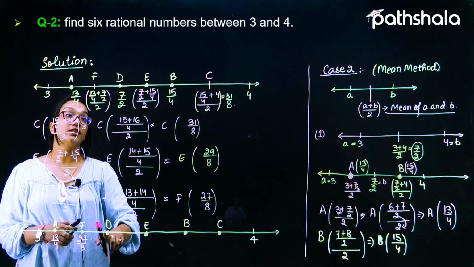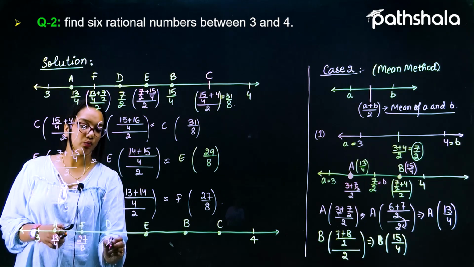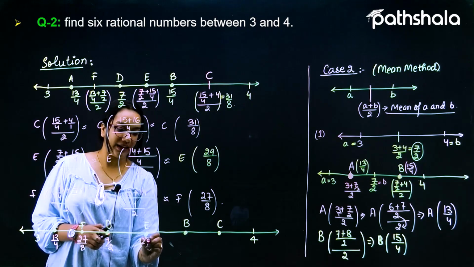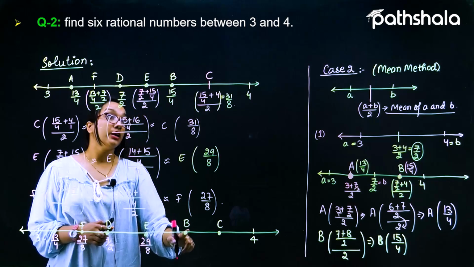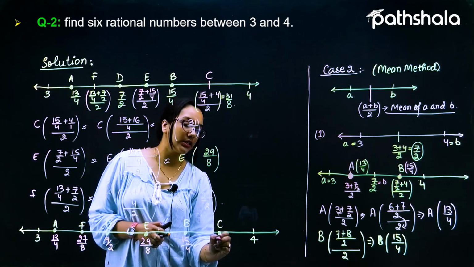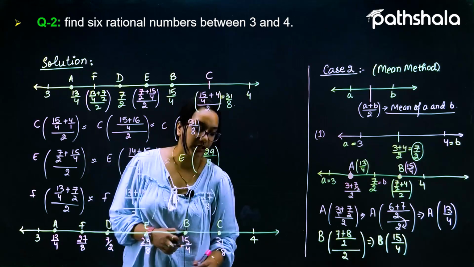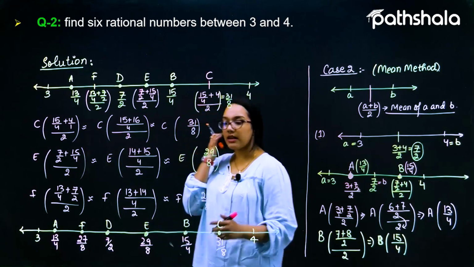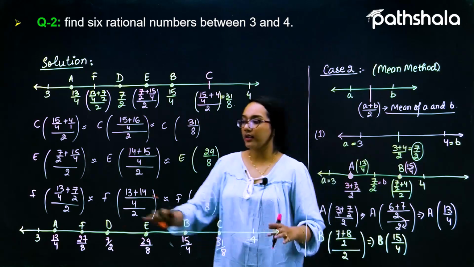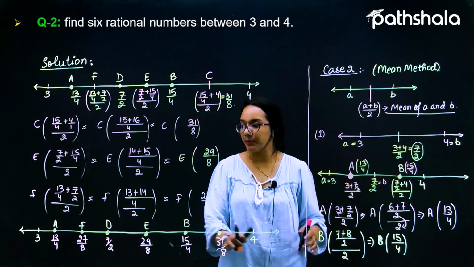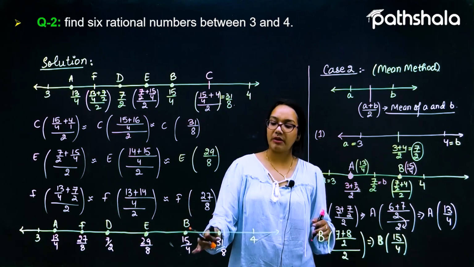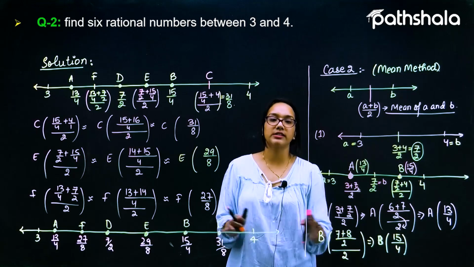What is the answer for D? D is nothing but 7 by 2. What is E? E is nothing but 29 by 8. Further, B is nothing but 15 by 4. Further, C is nothing but 31 by 8. So all of these are nothing but the answers. Means the 6 numbers that are lying in between the 2 numbers, 3 and 4, are A, F, D, E, B, C: 13 by 4, 27 by 8, 7 by 2, 29 by 8, 15 by 4, 31 by 8. So all of these are my answer.